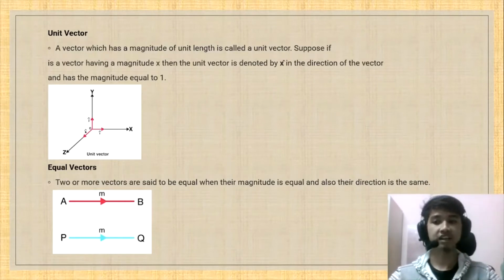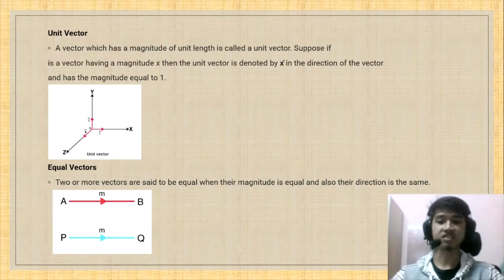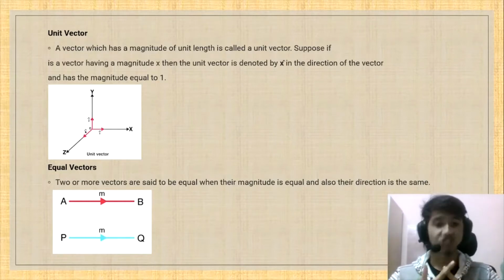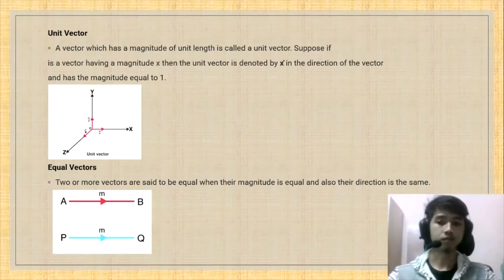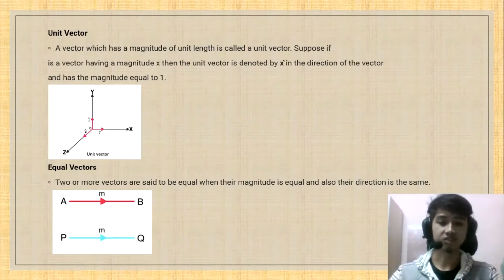And finally, equal vectors, as I mentioned before, can only be achieved when two or more vectors are said to be equal in their magnitude, direction, and length. And there is just another diagram for showing how it works.